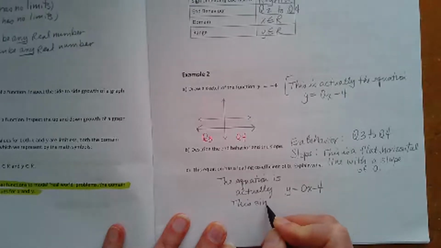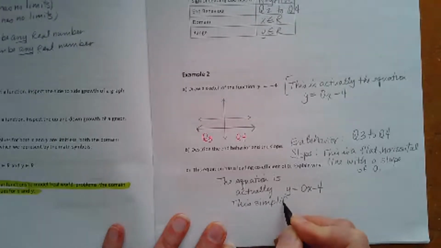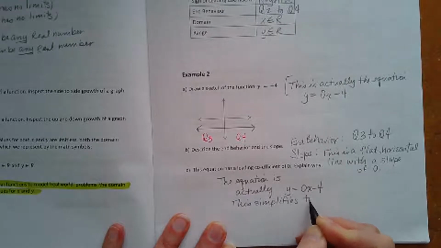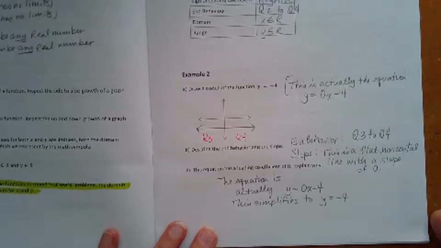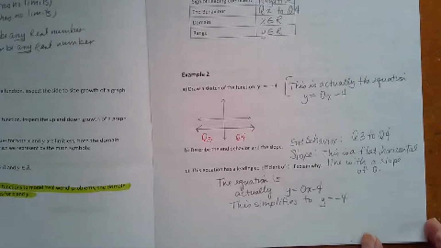This simplifies to y equals -4, right? That's why 0 times anything is 0. So it ends up just being -4. y equals -4.